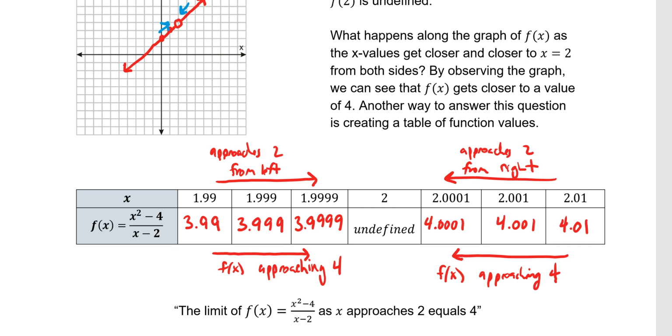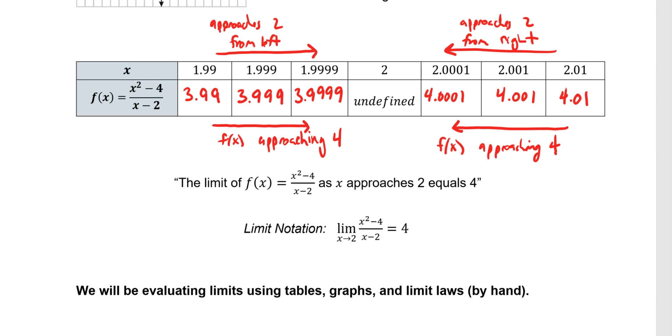So it looks like from both sides, as we get closer and closer to this middle value, both of these values from the left and from the right are getting closer to a value of 4. And that's exactly what we're going to be doing here with limits. So what we would say here is the limit of f of x as x approaches 2 equals 4. So the answer to our limits is going to be a y value.